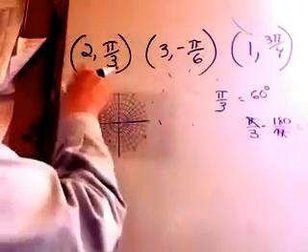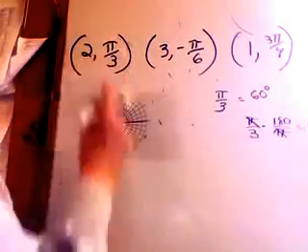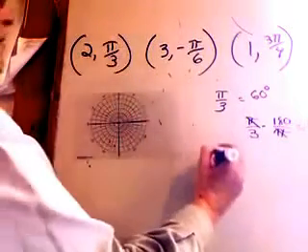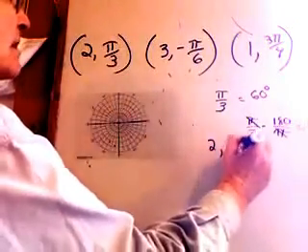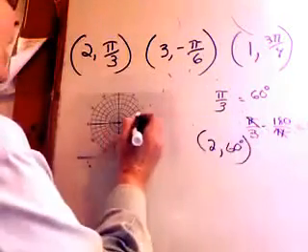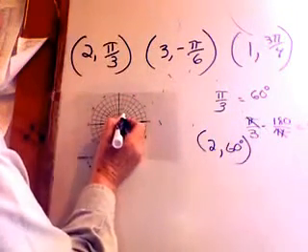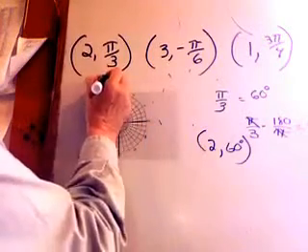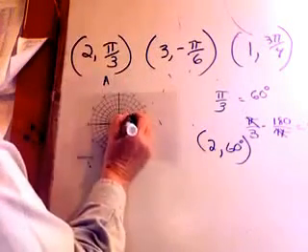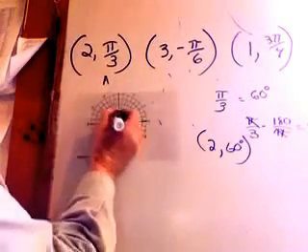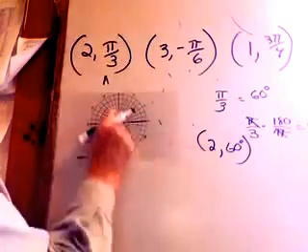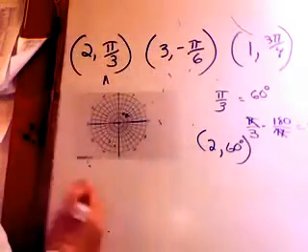So I need to plot the point 2, pi over 3. So it's really the point 2, 60 degrees. So at the 60 degree line, I go out 2 units, 1, 2, and there I put my point. We'll call that point A. How about that? Point A. It's on the second circle out, because 2 units, and it's at the 60 degrees.